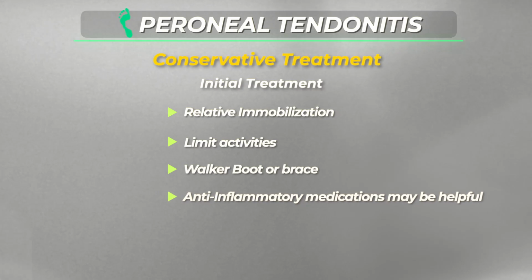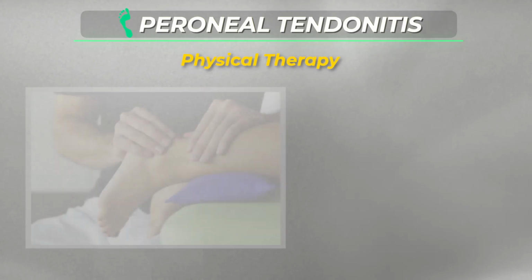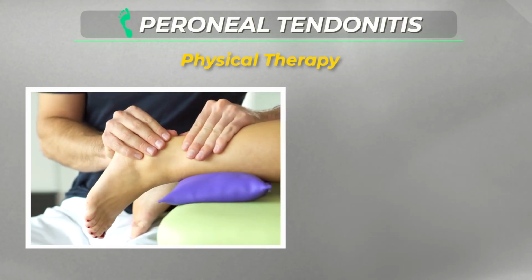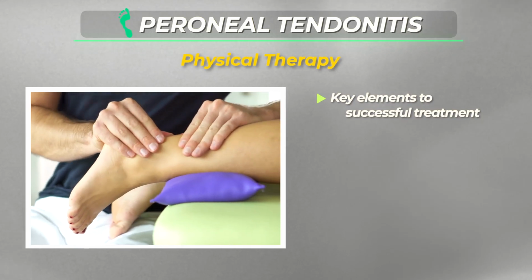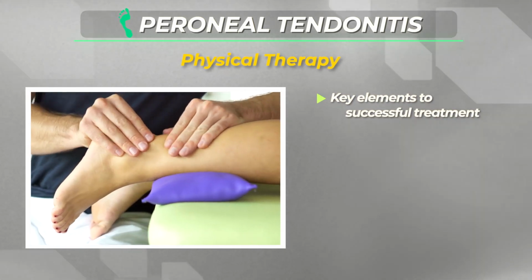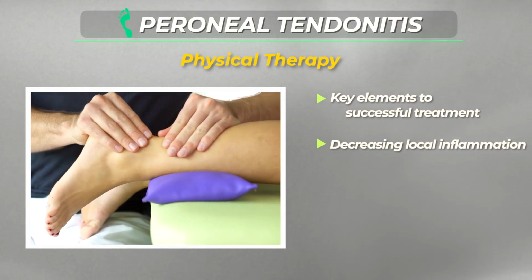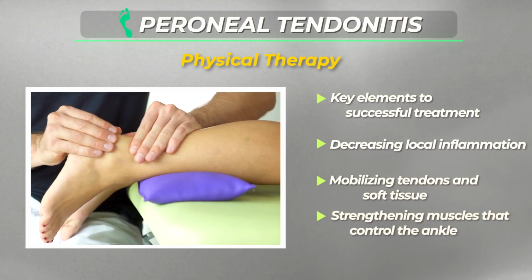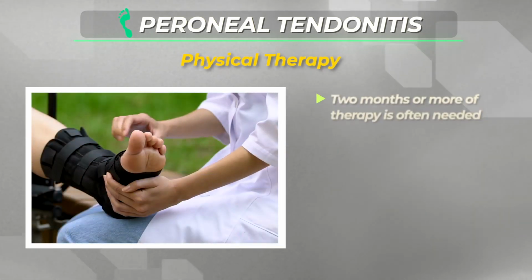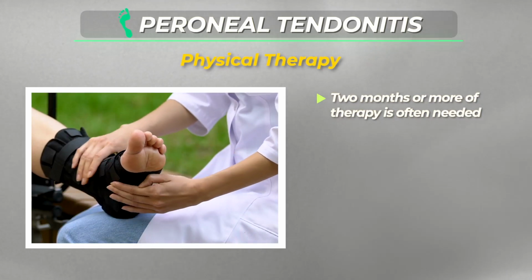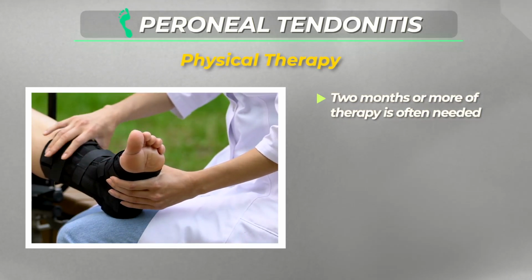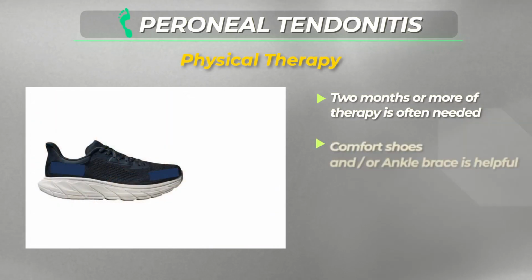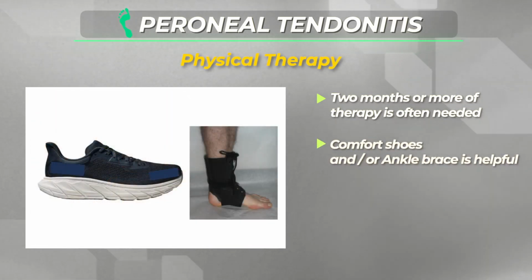Anti-inflammatory medications may be helpful if there are no contraindications. Physical therapy and a home exercise program are usually key elements of a successful treatment plan. The focus of therapy is on decreasing local inflammation, mobilizing the tendons and soft tissues, and gradually strengthening the muscles that control the ankle. Often 2 months of therapy or longer is required to successfully resolve the symptoms of peroneal tendonitis. Comfort shoes and the use of ankle bracing may also be helpful in resolving tendonitis symptoms.